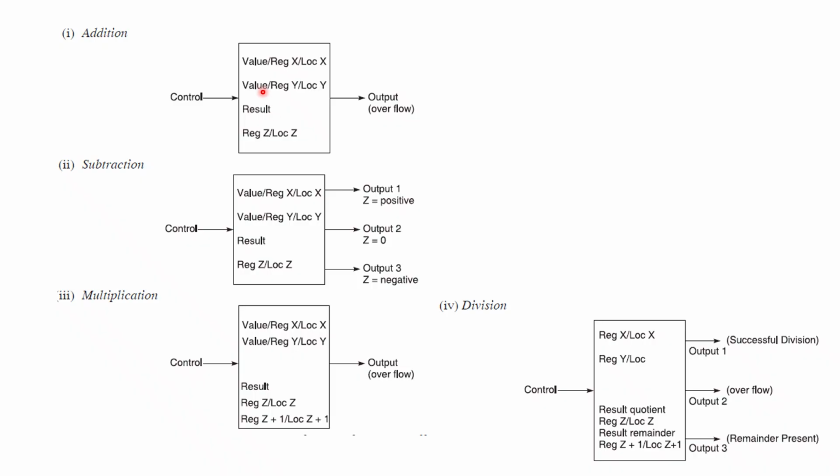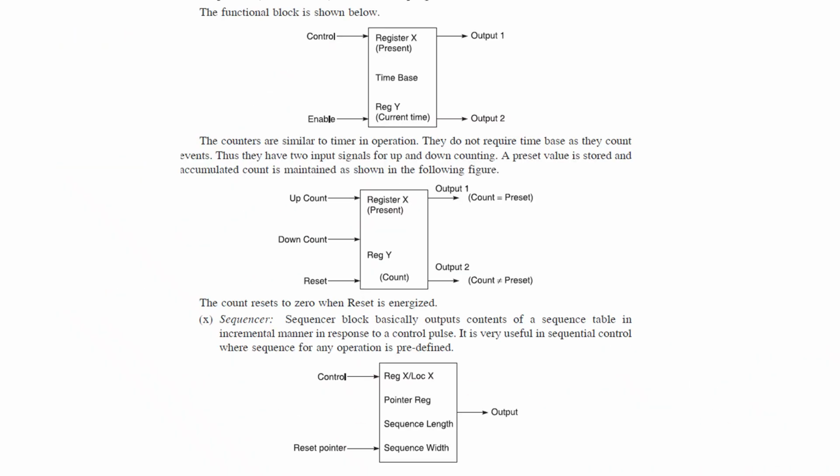This is a readily available block in the PLC, where you feed the input values and you get the output. Similarly for subtraction, multiplication and division. Similarly this functional block represents the timer, and this functional block represents the counter. And this functional block represents the sequence, where it has the control, reset pointer, and output.